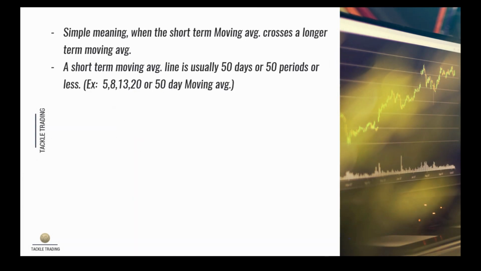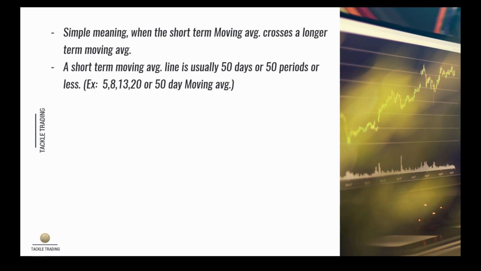So what is the infamous death cross signal in charting? The simple meaning is when the short-term moving average crosses a longer-term moving average. If you're not familiar with moving averages and what that is, please review our video on moving averages. Basically, a short-term moving average is usually an average that is 50 days or less. That would be your shorter term moving averages.